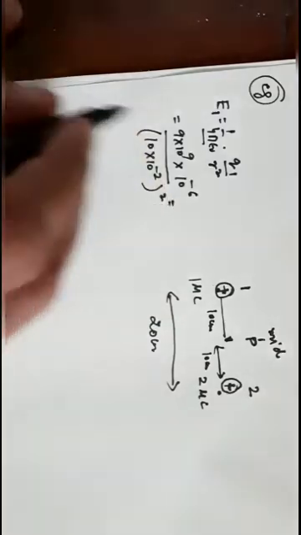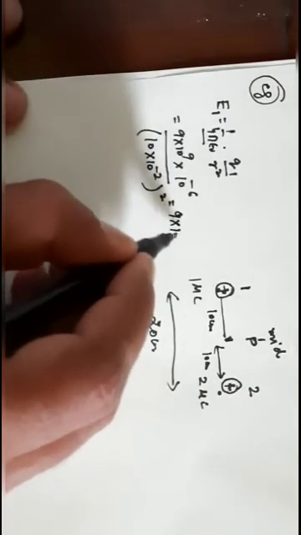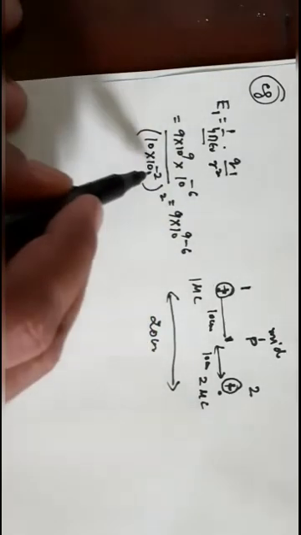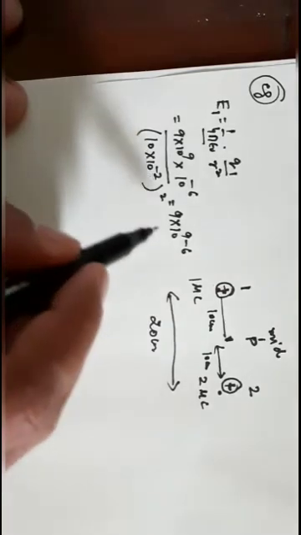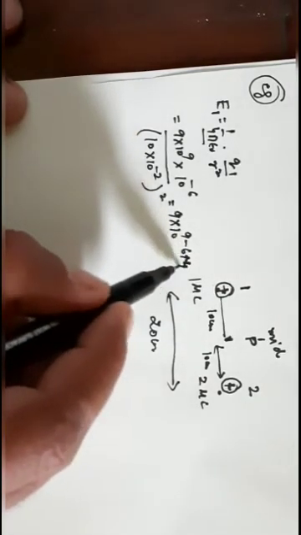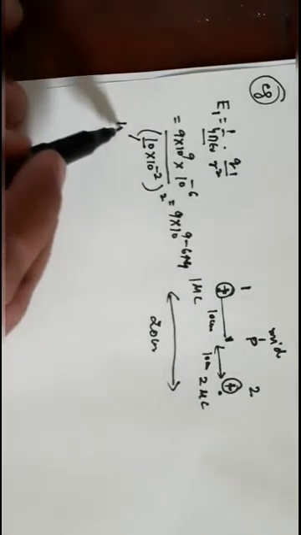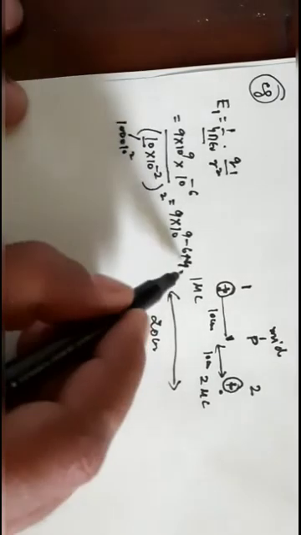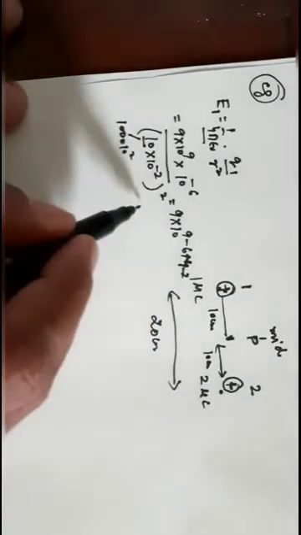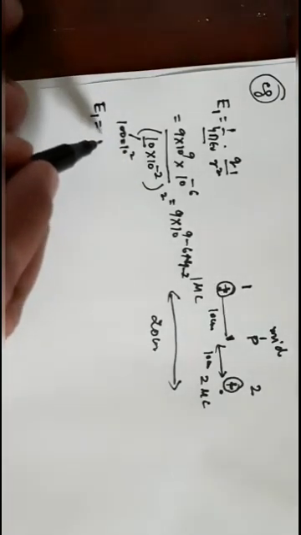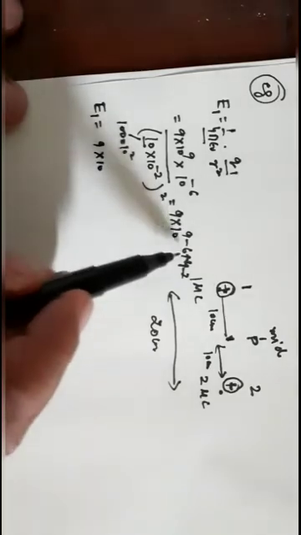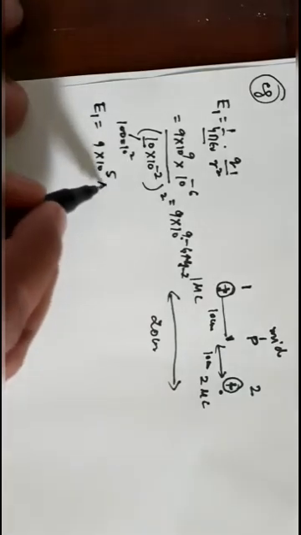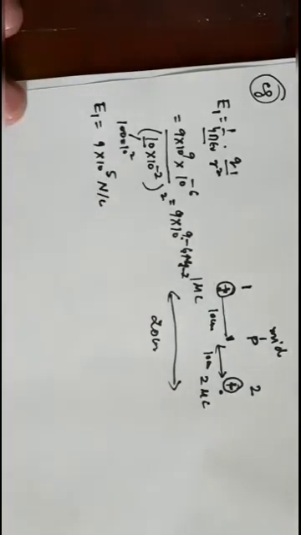So when you solve it, you get 9 into 10 raised to power 9, and minus 6. When you square the 10 raised to minus 2, it becomes 10 raised to minus 4, and minus 4 going up becomes plus 4. 10 squared means 100, and 100 means 10 raised to 2, which going up becomes minus 2. So when you solve it, E1 is equal to 9 into 10 raised to power 5 Newton per coulomb. So this is your electric field.